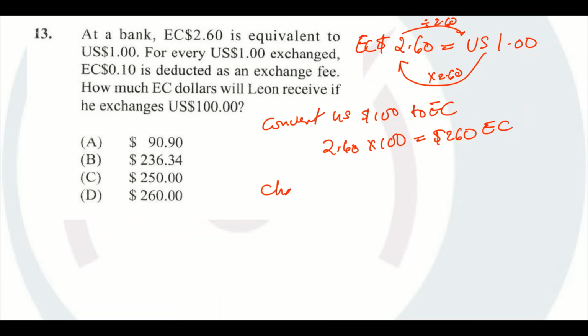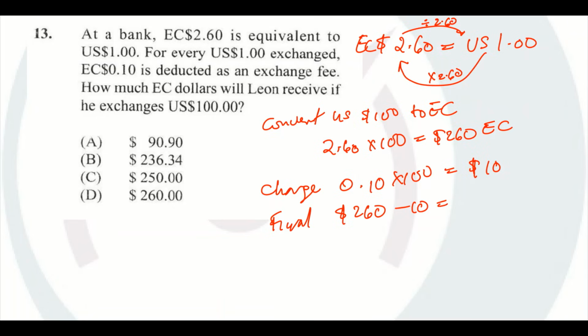Now the charge is 10 cents for every $1. So just look at 0.10 times 100, and that is a $10 charge. So therefore the final is going to be 260 minus 10, so this is what you'll take home, which is $250 EC. So our answer is going to be C.